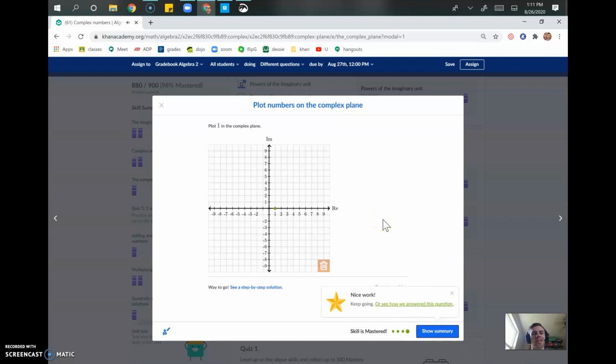Boom, done. That's how you plot numbers on a complex plane. It's the same exact thing as plotting coordinate points on a real plane.